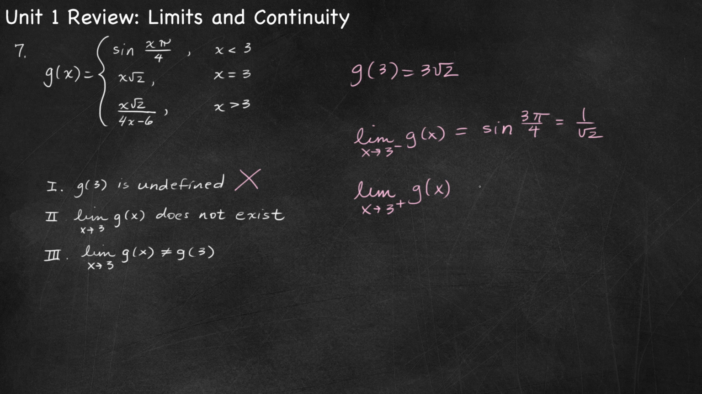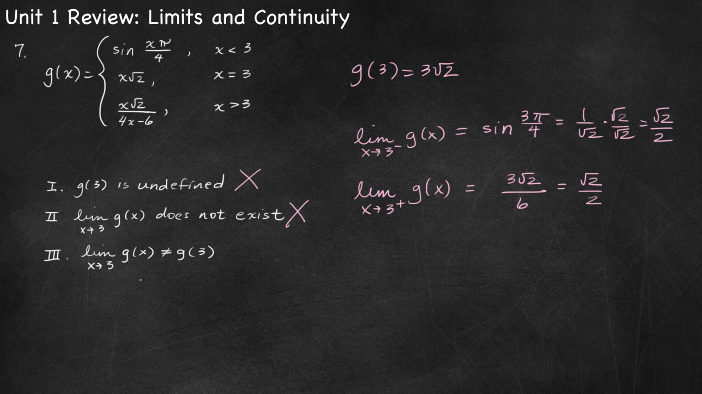The limit as we approach 3 from the right-hand side, I'm in the bottom piece, and substitution here would give me 3 root 2 over 4 times 3 is 12 minus 6 is 6. So that simplifies to square root of 2 over 2. Now 1 over root 2 and square root of 2 over 2 are actually the same number, right? If we rationalize this one here, we get square root of 2 over 2. So the left and right hand limits are equal to each other, and that means the limit as x approaches 3 of g does exist. So number 2 is a false statement. It's certainly not the reason why our function is not continuous.